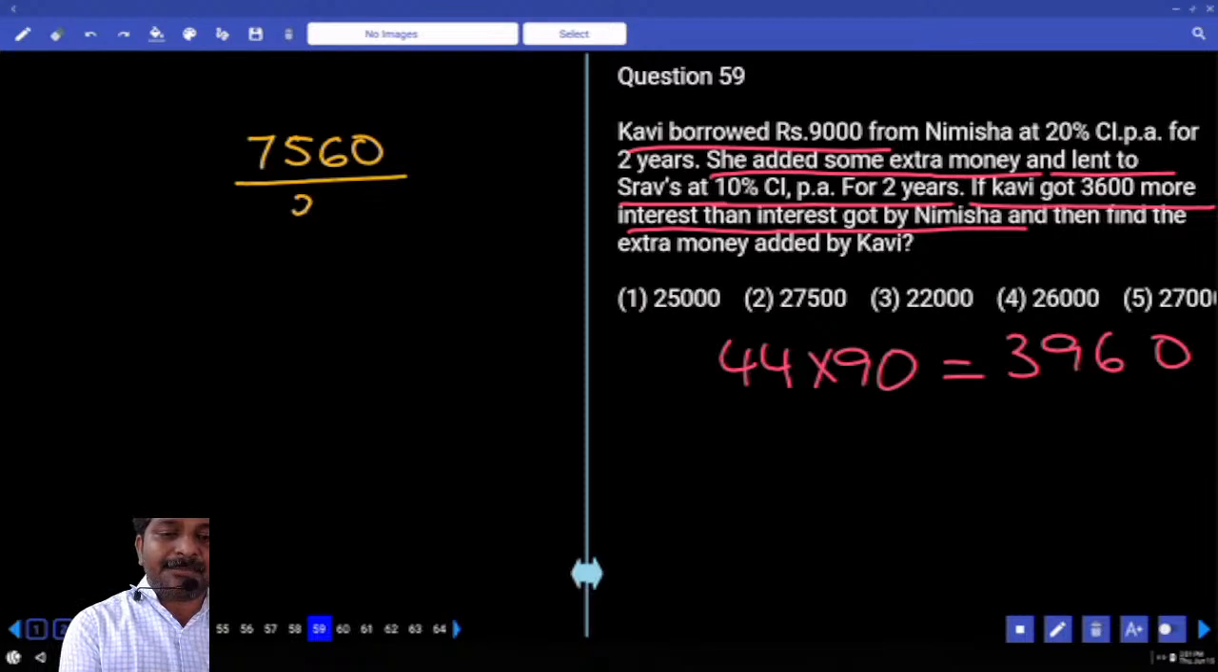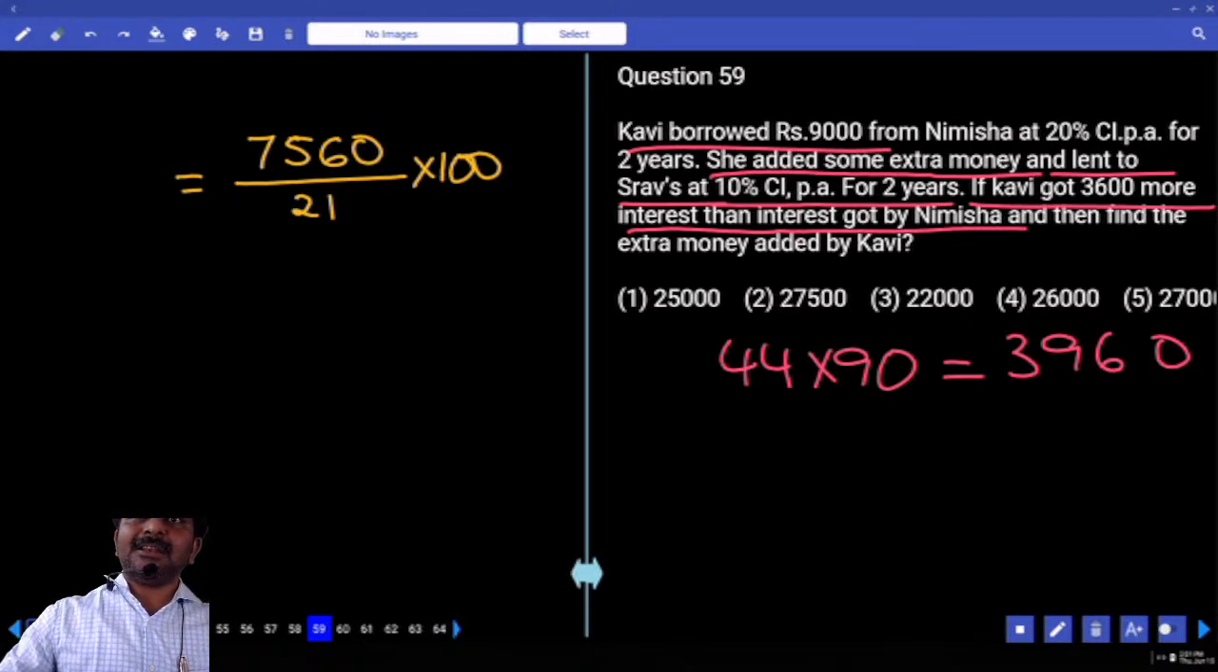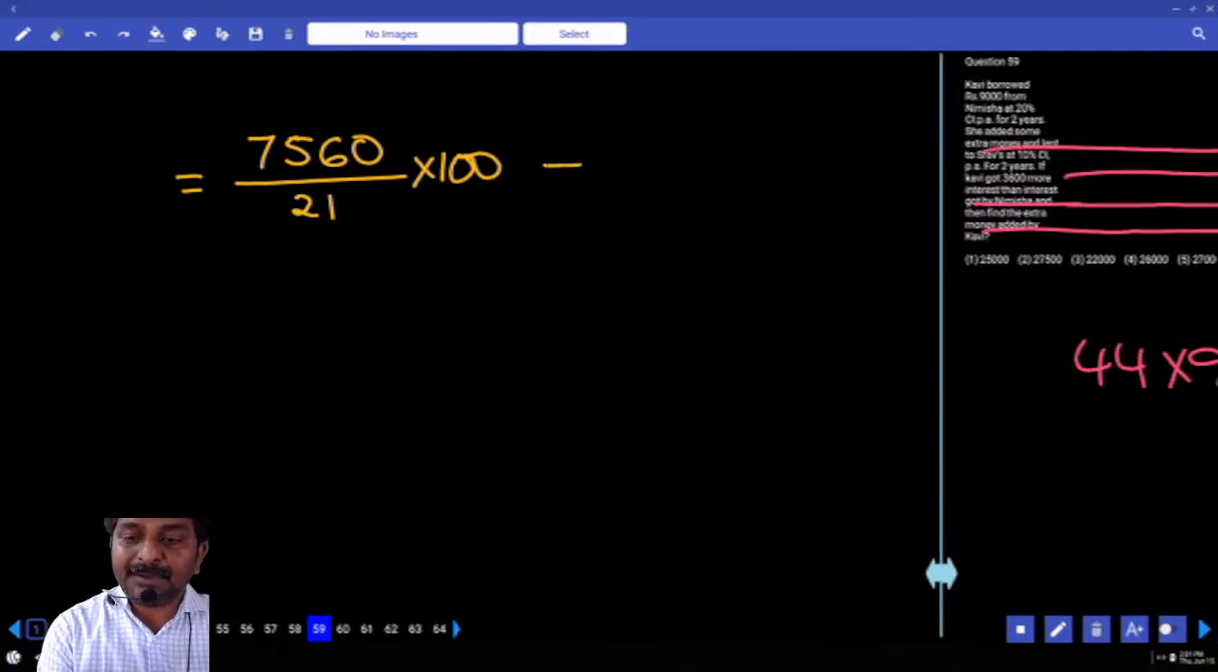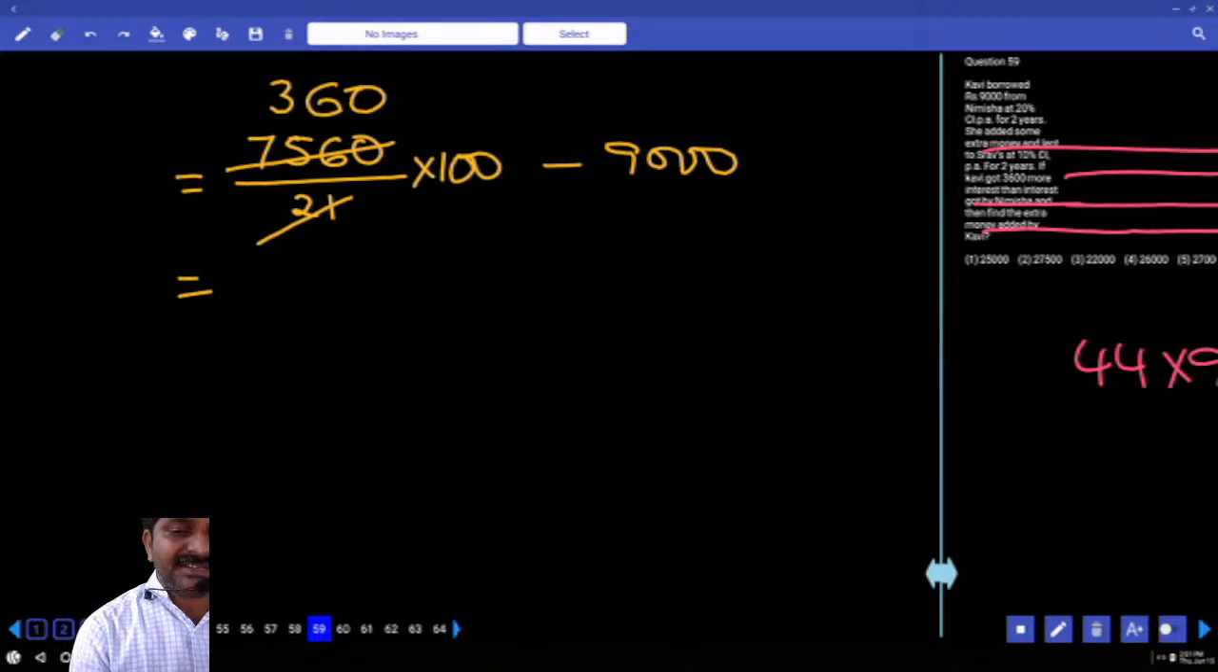Then this is equal to 21% only. Then how much money I gave to SREEDHAR'S is equal to 100%. That is into 100 only. So this much is the amount given to SREEDHAR'S, which includes my extra money and your 9,000. Correct? And the question is to identify extra money added by me. That means from this I need to subtract your money 9,000. Okay? Right. How much is this? 3 times 63, 126 left. 6 times and then a 0. 36,000 minus 9,000, 27,000. Final answer.